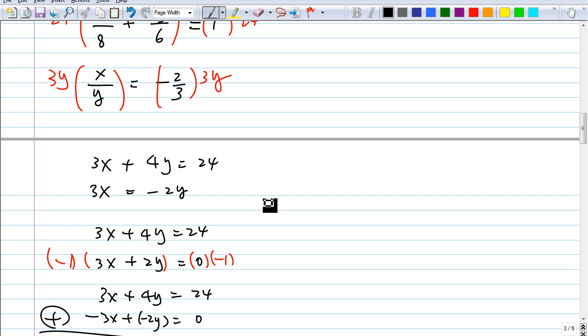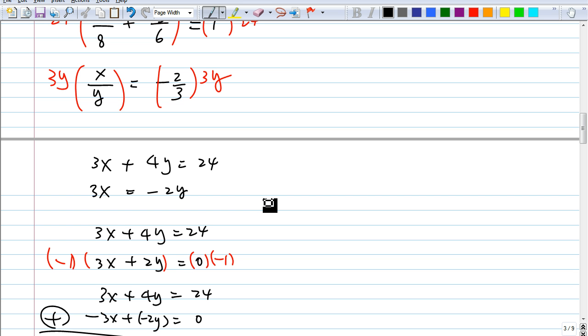Isn't it just 2y? No, what's negative 1 times 3x plus 2y? You have to distribute the negative 1. I multiplied the top one. You can multiply the top by negative or the bottom. Okay, then when I add them together, Nathan, what do I get?